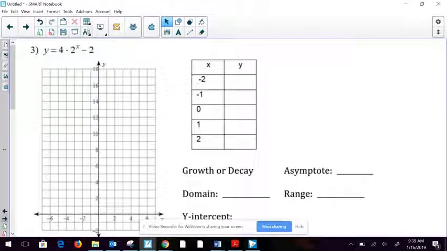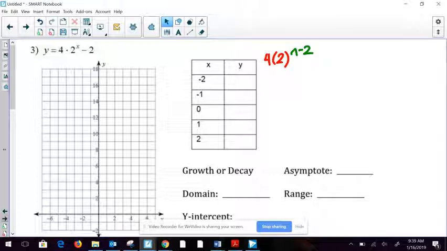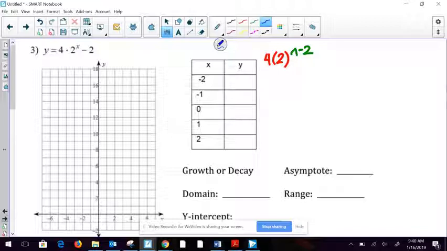Let's go ahead and look at number 3 on the back side. So looking at number 3, we're going to do the same thing. I'm going to start by doing my equation. I have 4 parentheses 2 parentheses. I do my exponent button. My first value is -2. When I enter that in the calculator, I come up with, good job, you come up with 1. Now I'm going to minus my asymptote. 1 minus 2 is -1.